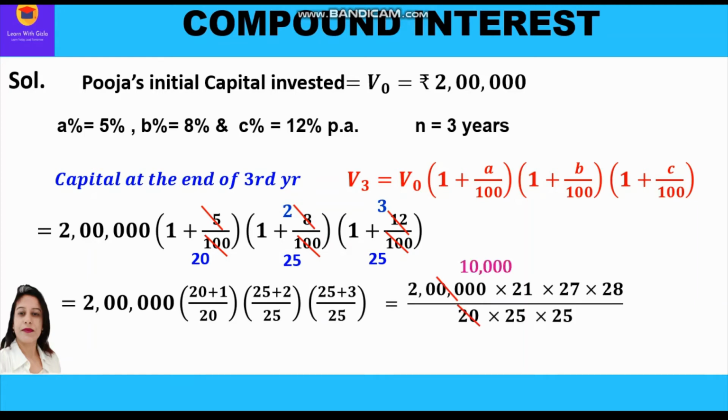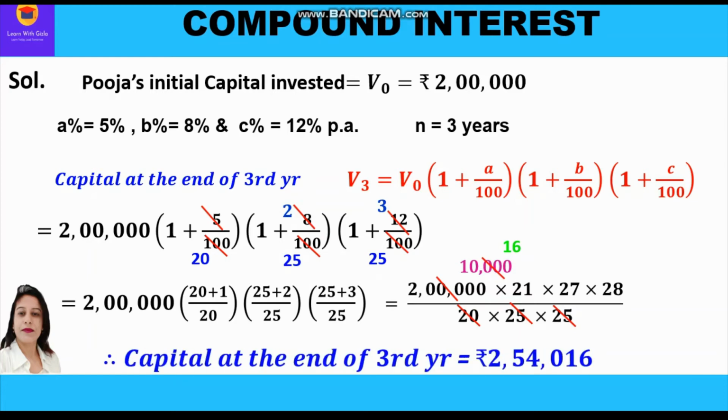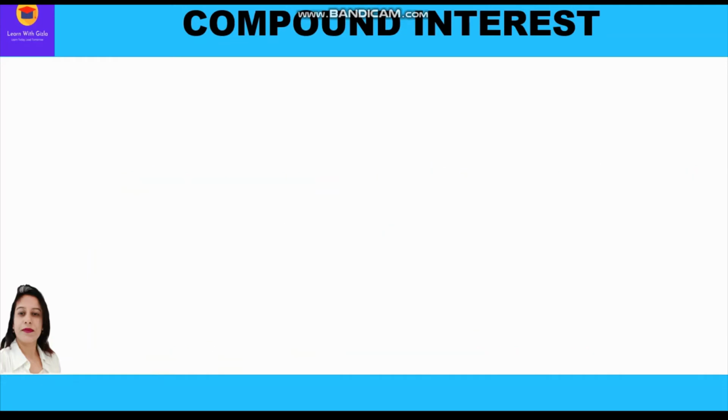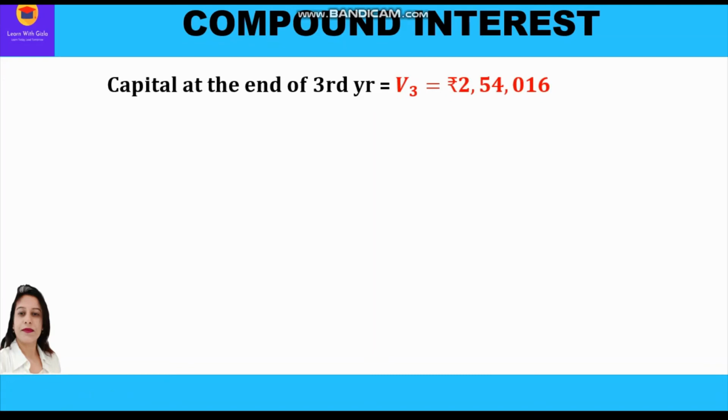Further, 10,000 will get divided by 25 into 25 and we shall get 16. And after further solving, we shall get the capital at the end of third year as rupees 2,54,016. So this is the capital which she will get after 3 years for investing rupees 2 lakh as the initial capital. Now Pooja's capital at the end of third year stands at rupees 2,54,016 and the initial capital which was invested by her was rupees 2 lakh.